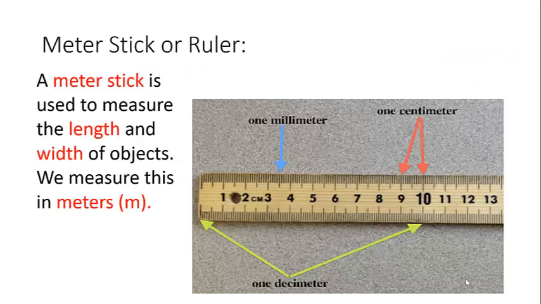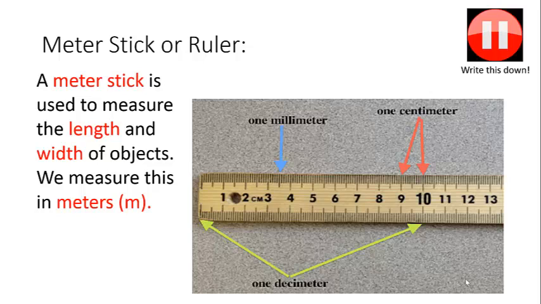A meter stick or ruler. A meter stick is used to measure the length and width of objects. We measure this in meters, or sometimes we just use the letter M. Go ahead and pause this video and write down the definition of meter stick.